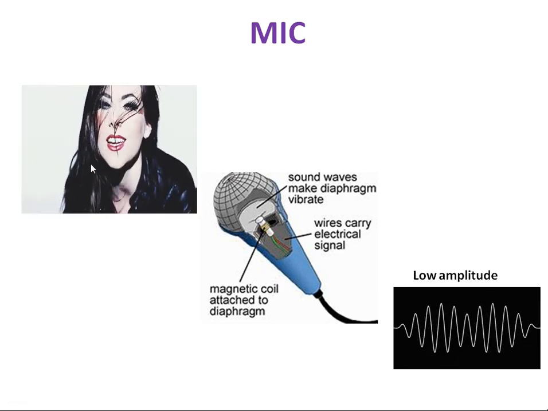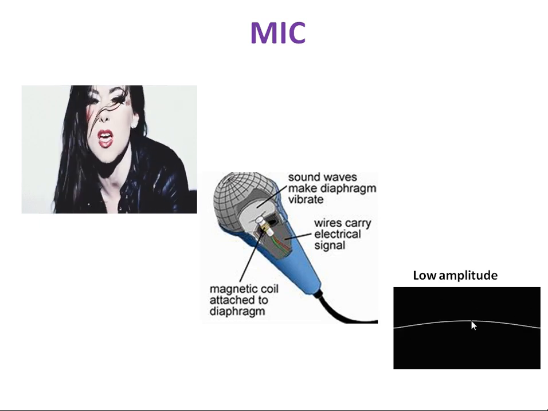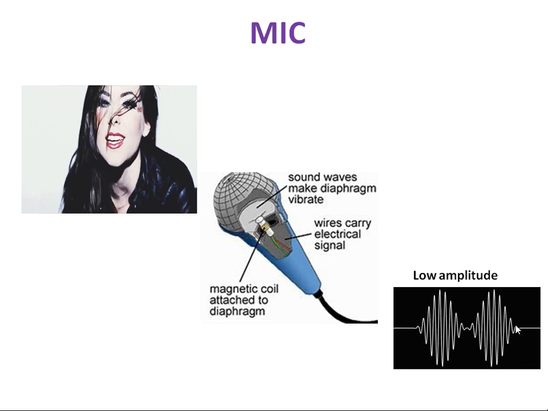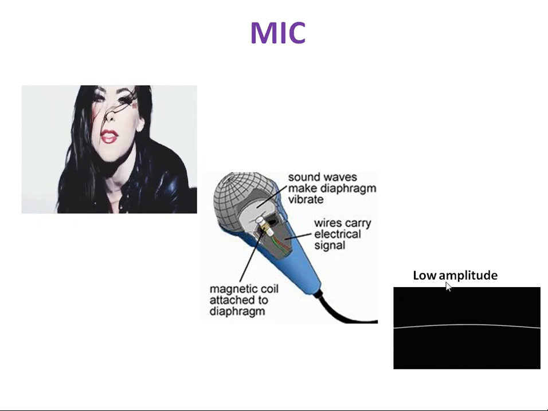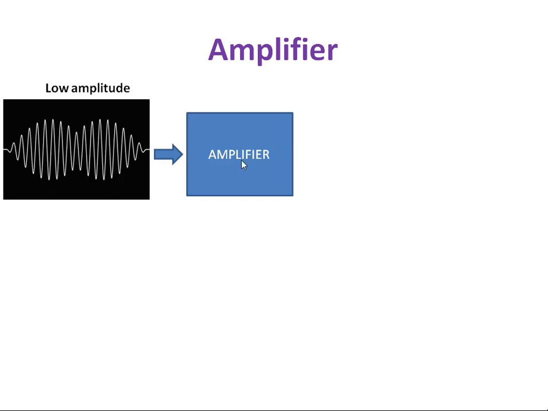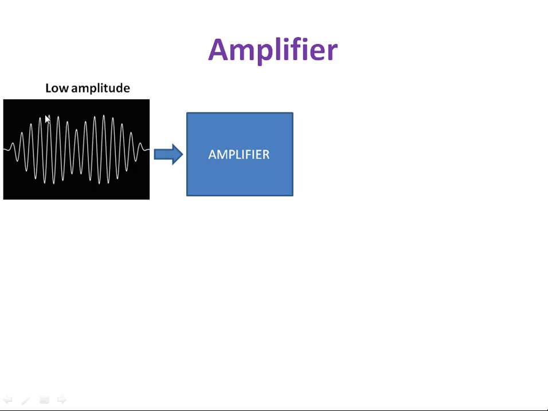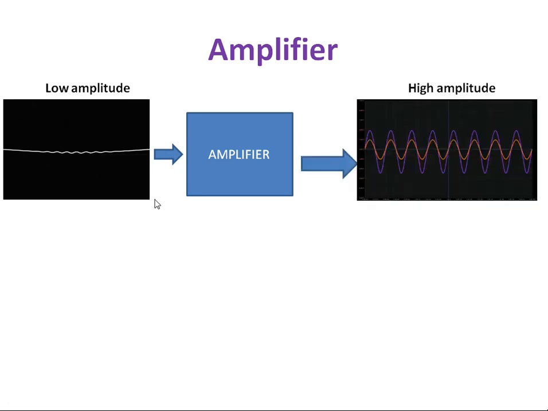Normally, the converted electrical signal has low magnitude or low amplitude. It is in the order of microvolts. This microvolt voice signal is given to an amplifier. An amplifier is a device which amplifies the magnitude of the electrical signal without changing its frequency.